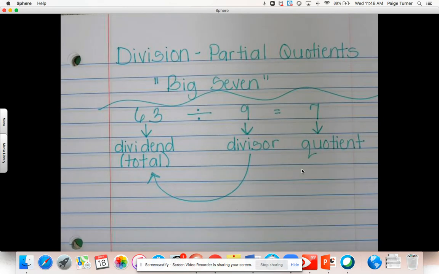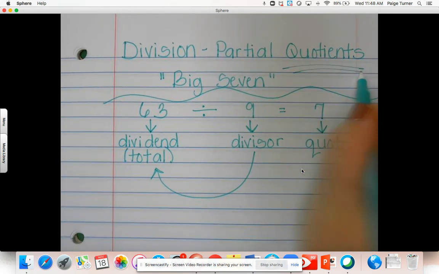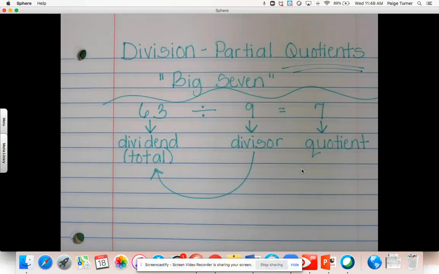We call that the quotient. And that's the reason why the name of our division strategy is called partial quotients, because the quotient is the answer to a division problem, okay?